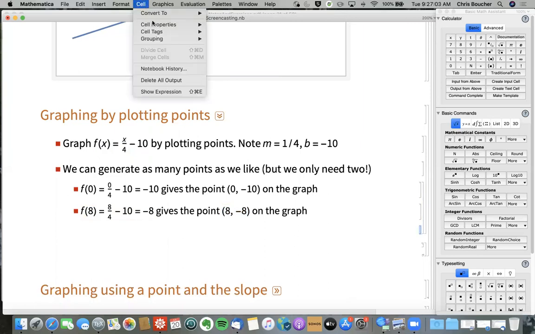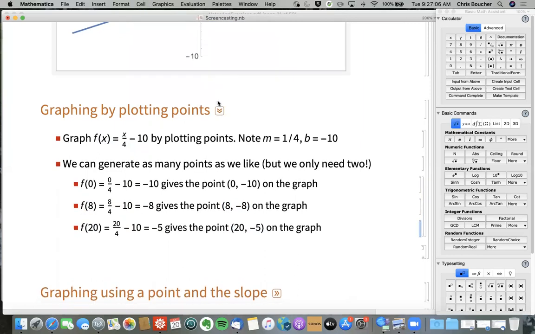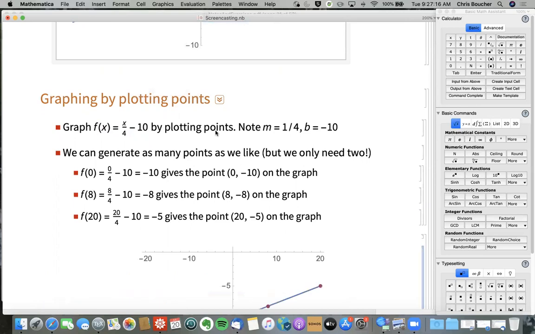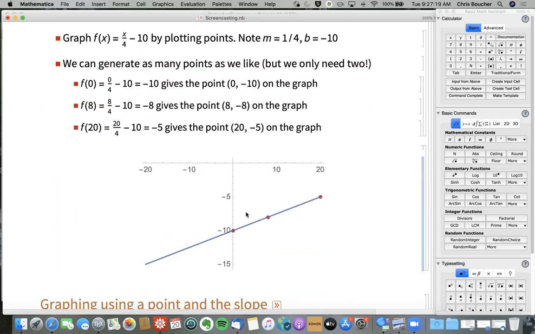So to graph this, all I have to do is generate a third point. That was unnecessary, but that's okay. Now we have 3 points on the graph. And once you have your points, you just put them down and connect the dots. So here is the graph.